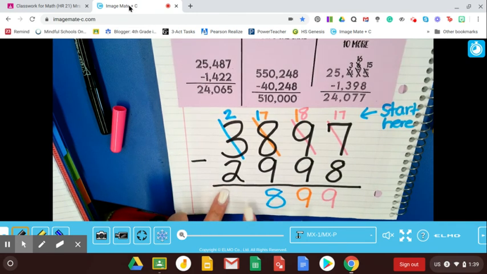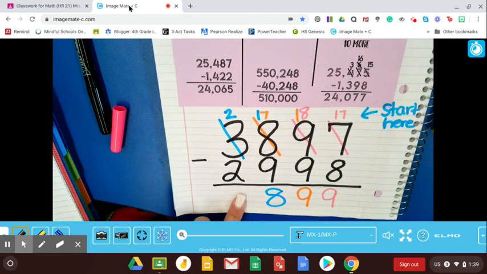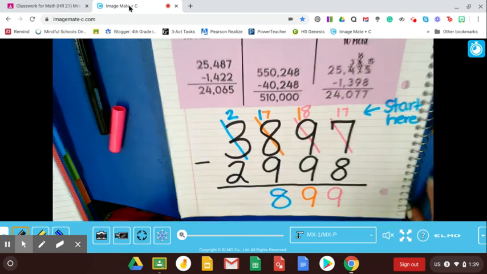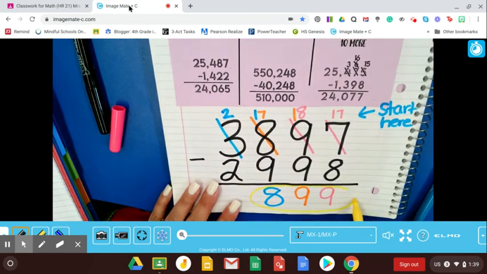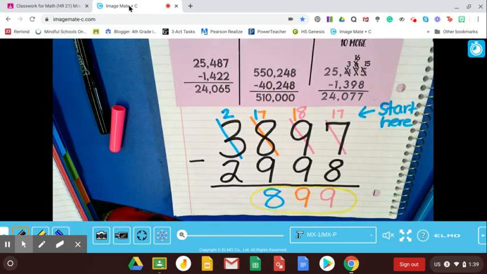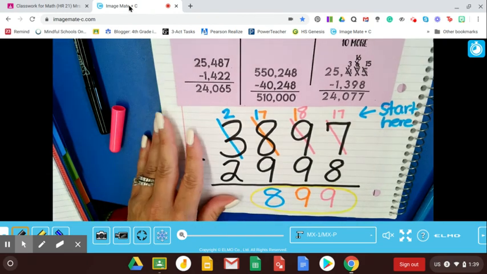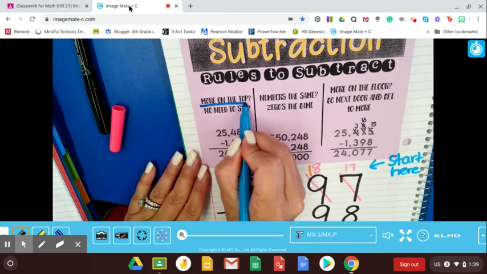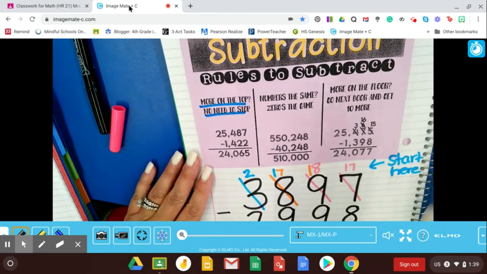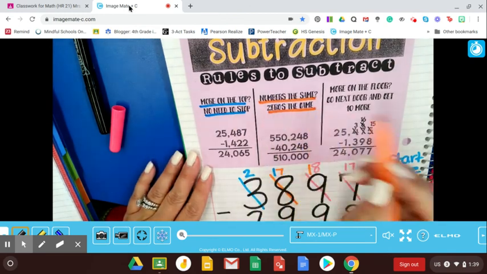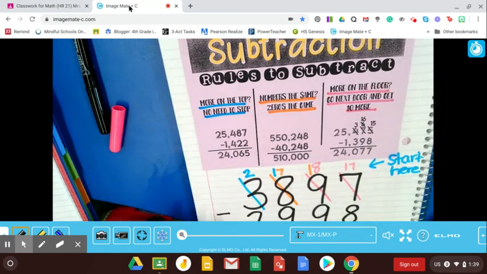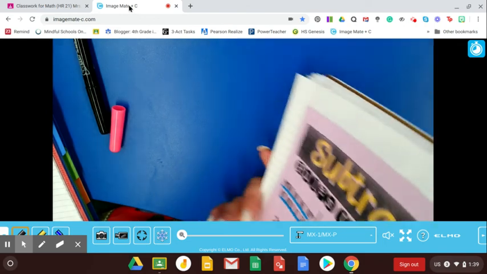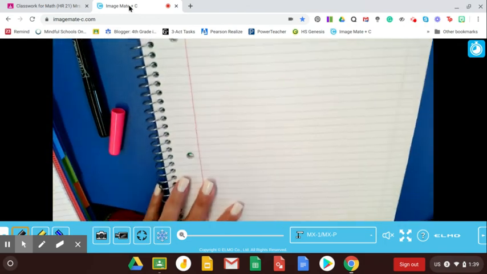I do not need to write the 0, right? It's very rare that you're going to see numbers with zeros in front, right? So we're just going to leave that blank. Our final answer is 899. And we want to make sure to circle our answer. Good job, guys. I'm also going to take a minute here to add some color to my little saying. All right, let's talk about the rules for subtraction.